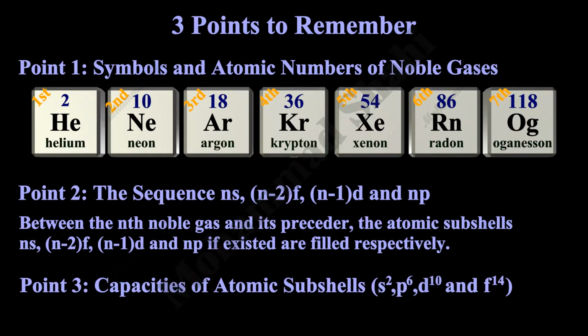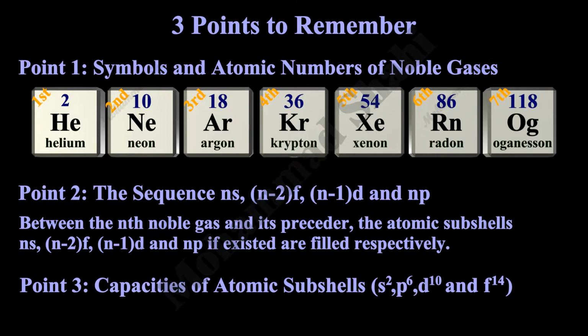To summarize and review, we should remember 3 points. The first one is all noble gases with their symbols and atomic numbers. The second one is the fact that when listed in the order of increasing atomic number from the lowest to the highest, between the nth noble gas and its preceder, the subshells ns, n-2 f, n-1 d, and np, if existed, are filled respectively.